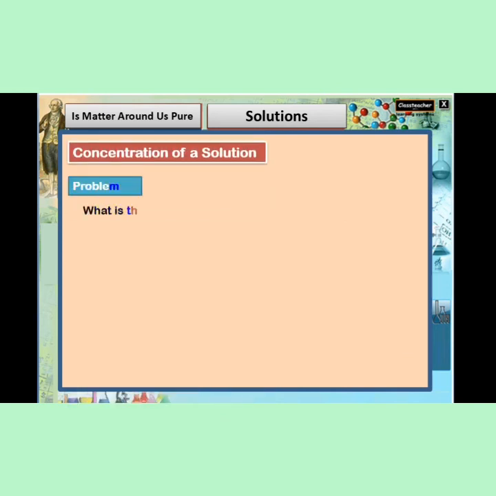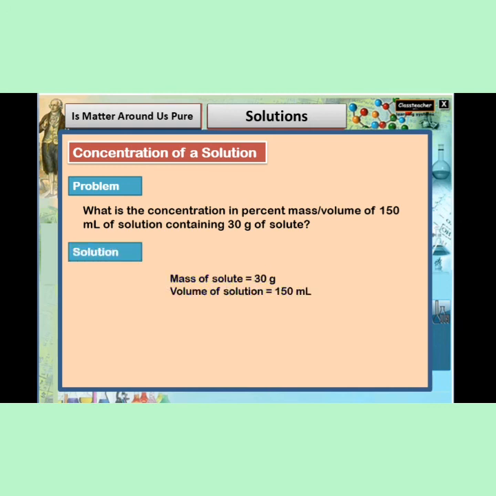Now let's see another problem. What is the concentration in percent mass by volume of 150 ml of solution containing 30 gram of solute? So here mass of solute is 30 gram and the volume of solution is 150 ml. It's already given, the volume of solution. So the mass by volume percentage of solution will be mass of solute divided by volume of solutions into 100. That will be 30 divided by 150 into 100, and that will be 20%. So the concentration of the solution will be 20%, and that will be your answer.